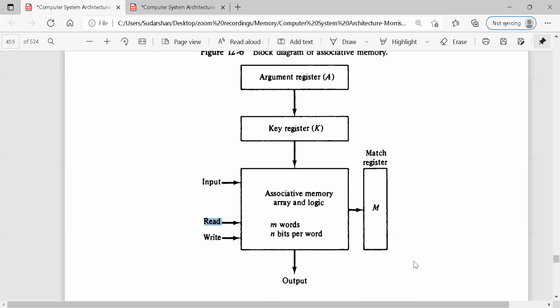In addition to storage, each and every cell requires matching logic, which makes your circuit highly complex in nature. It is also quite expensive, but it finds application where you go in for a huge searching process. In the next session, we'll talk about one more type of memory called cache memory.